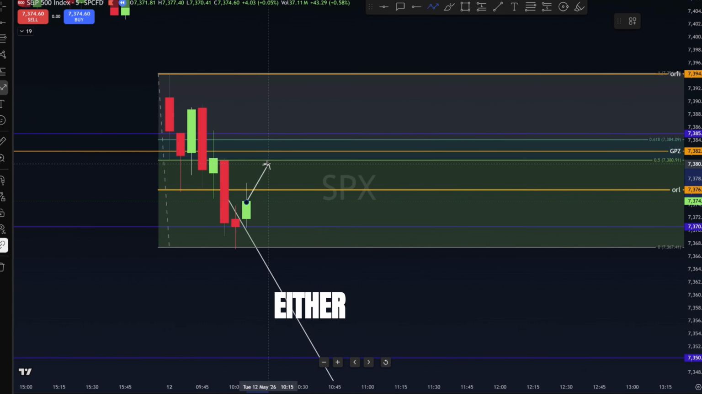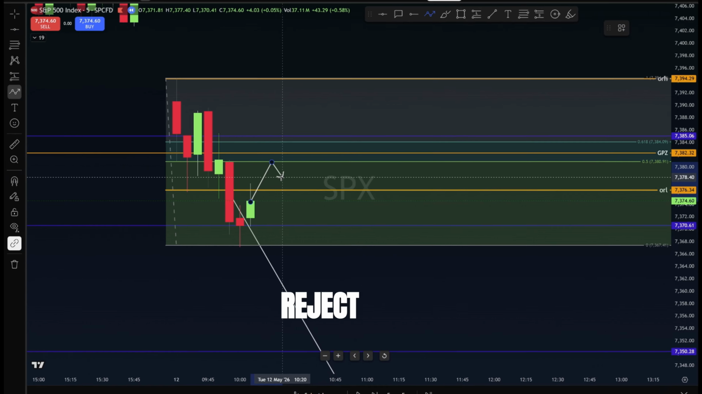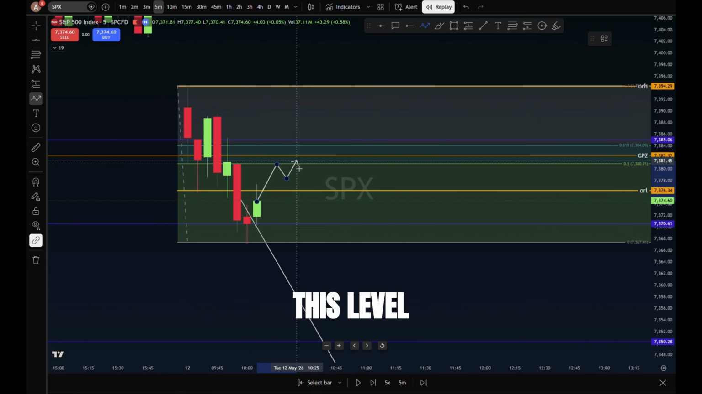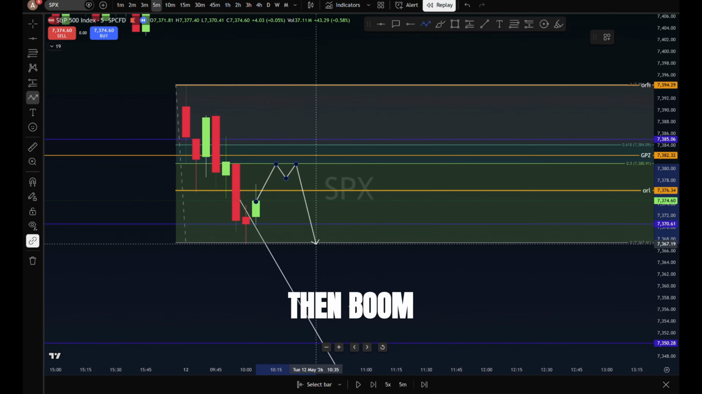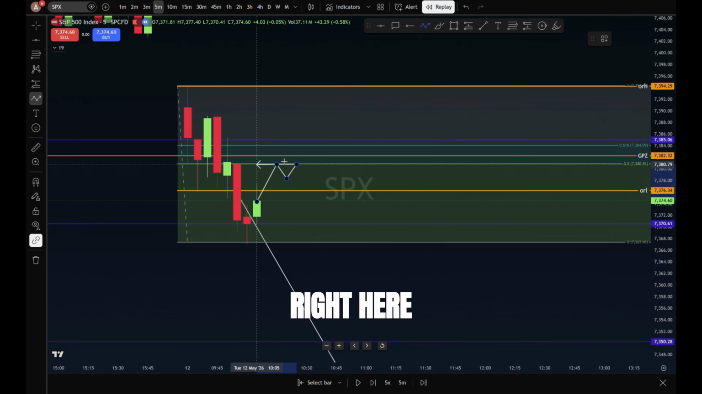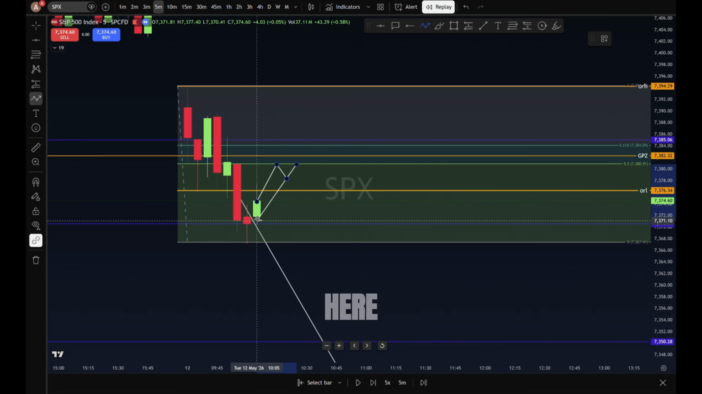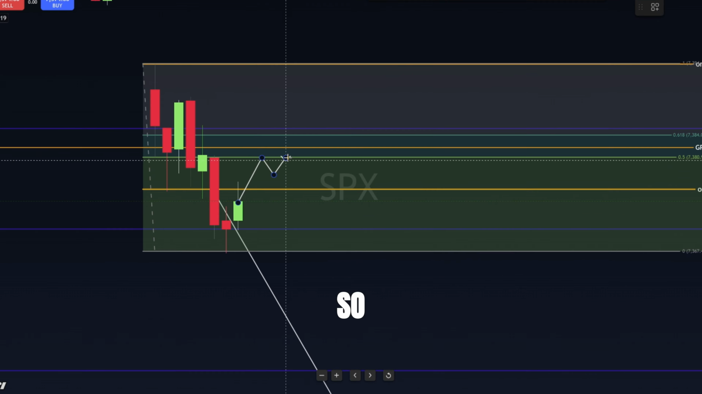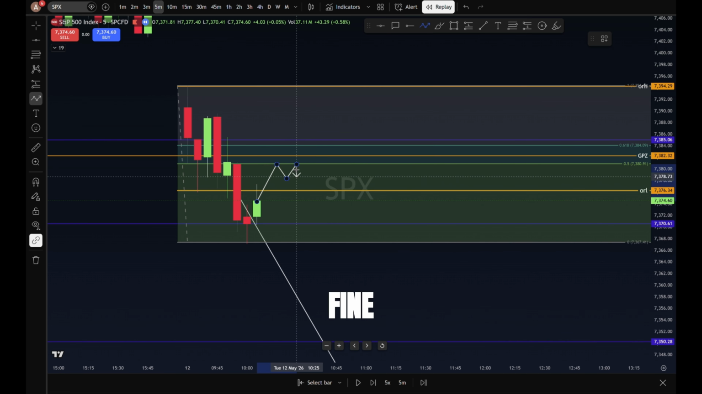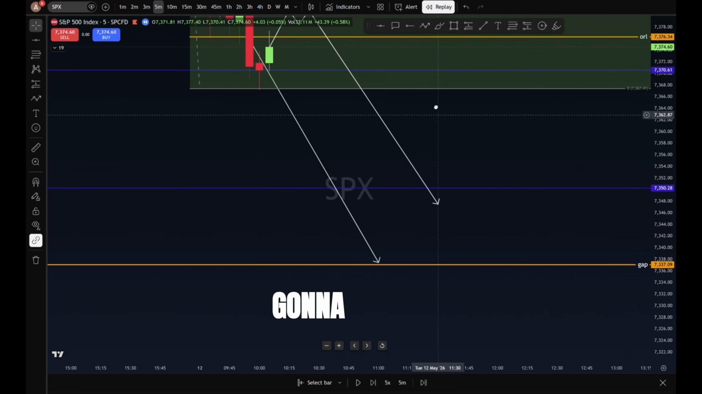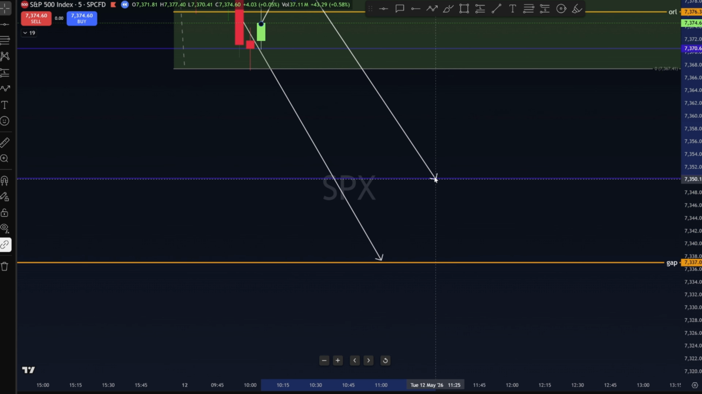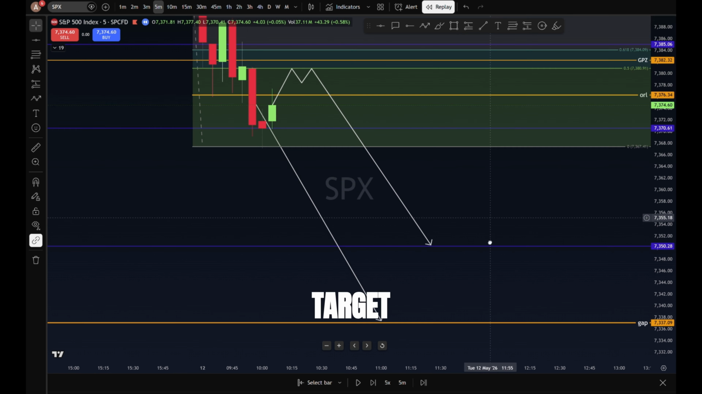So it either pumps here, then rejects. Once this level works as a resistance or as a ceiling, then boom, we're gonna short from right here. Even if you short from here, there's not gonna be that much difference, right? But it's up to you. You can short it from here, or you can short it from here, that's fine. And then short downside, right? So we're gonna target all the way. This is our main target, right?